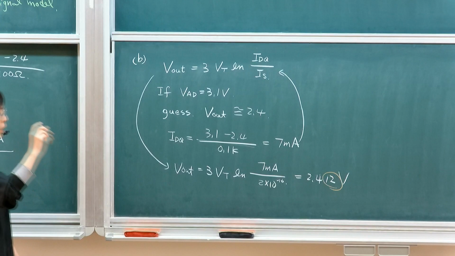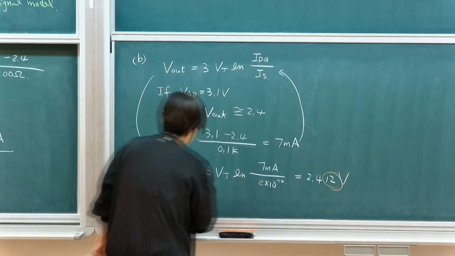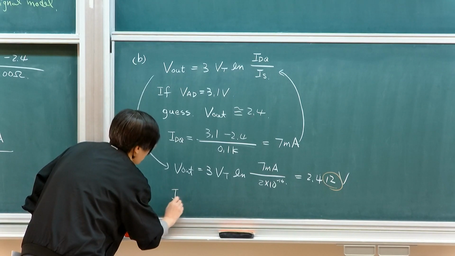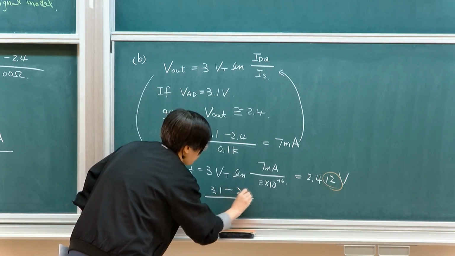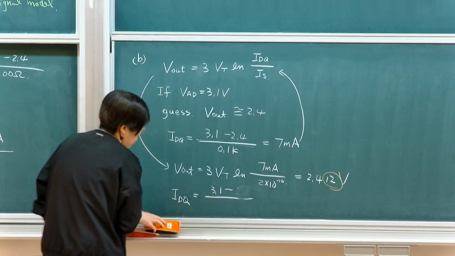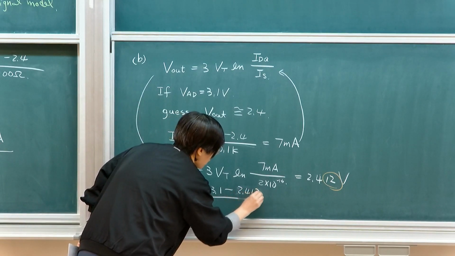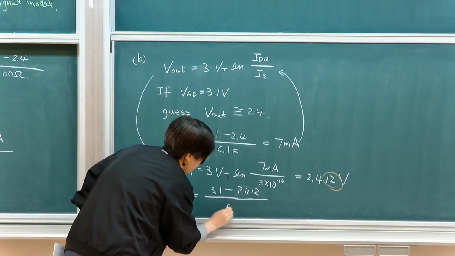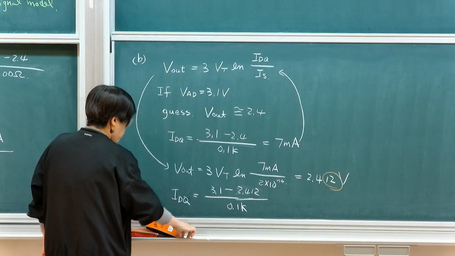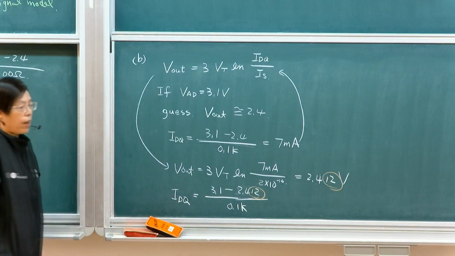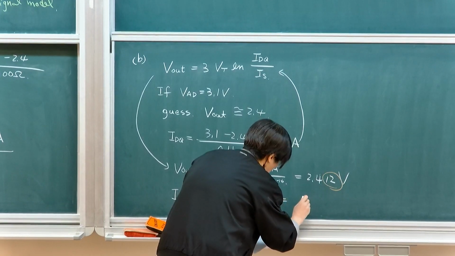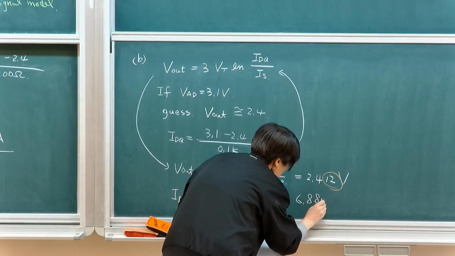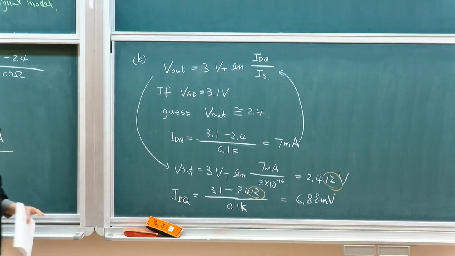So what you do is go through another iteration, using this number to get my IDQ. It will be 3.1 minus 2.4. So I'm inserting this number back. This is typically done, divided by still 0.1 K. So you insert a more precise VL, do a correction, and then come back to get the current. So the current will be a little bit refined, closer to the real number. Okay? Even though it drops a little bit, it's sort of like a correction.